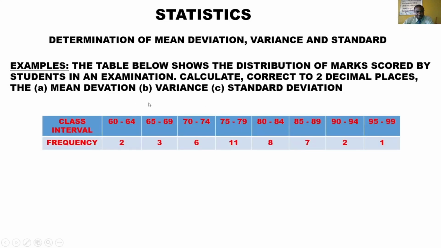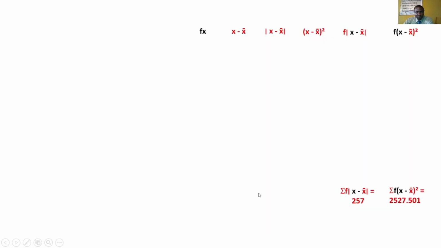Now, the table is as shown on the screen that you can see. We have class interval, which shows that the frequency distribution we are given actually has to do with grouped frequency data. We have 60 to 64, 65 to 69, 70 to 74, 75 to 79, 80 to 84, 85 to 89, 90 to 94, 95 to 99. And the frequencies are also shown in the table: 2, 3, 6, 11, 8, 7, 2, and 1. Now let's quickly look at how we have to solve this particular question.